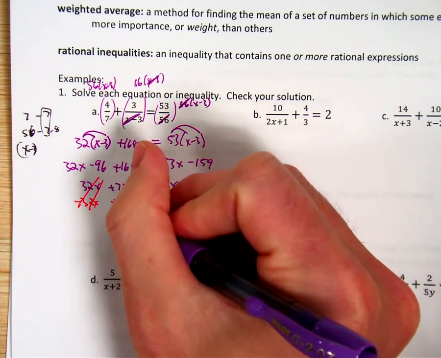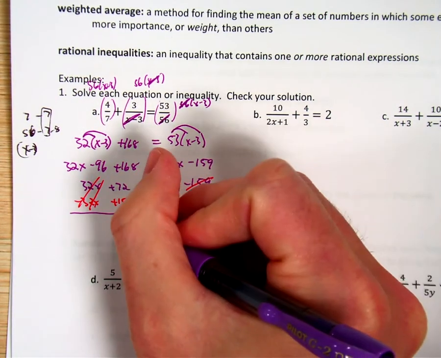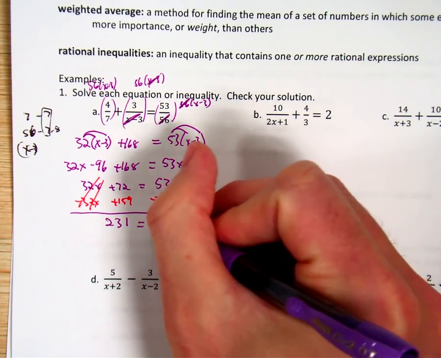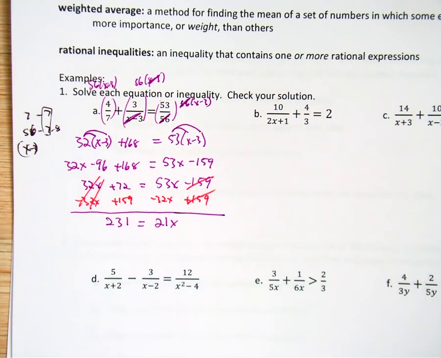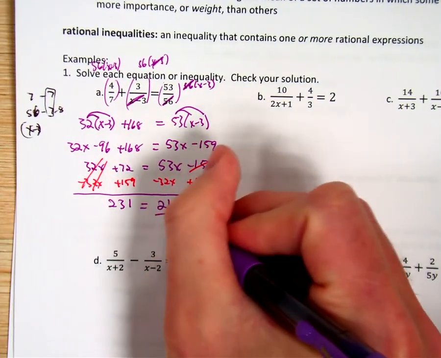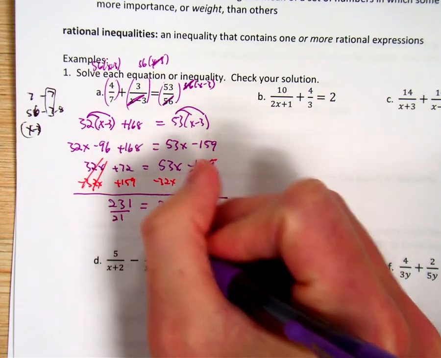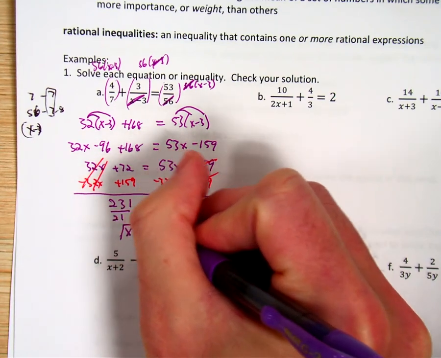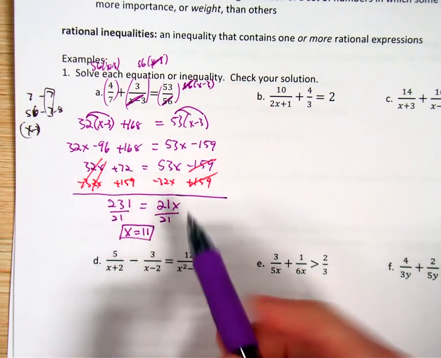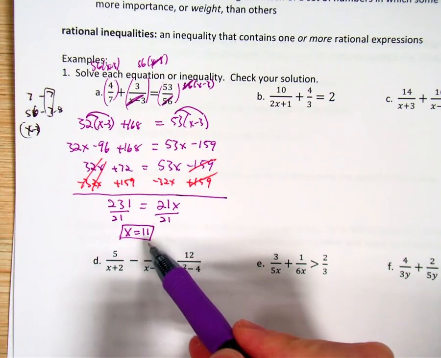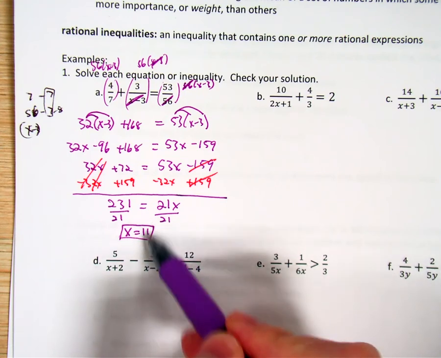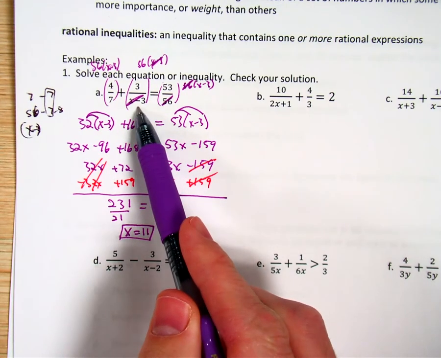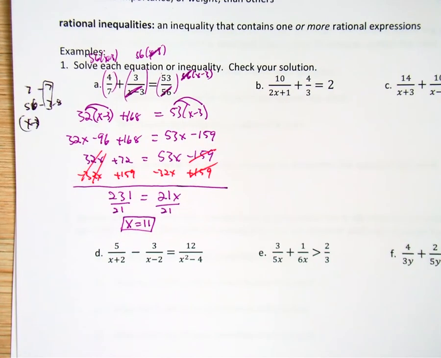So that's going to give me 231 on the left, 21 x's on the right. Okay, divide by 21, and we get 11 for x. You want to double check that, make sure it works. Well, the minimum I would do is make sure that it doesn't cause any problems. So 11 minus 3 on the bottom here is going to be 8. That's not going to be a problem. That'd be the minimum I would do.